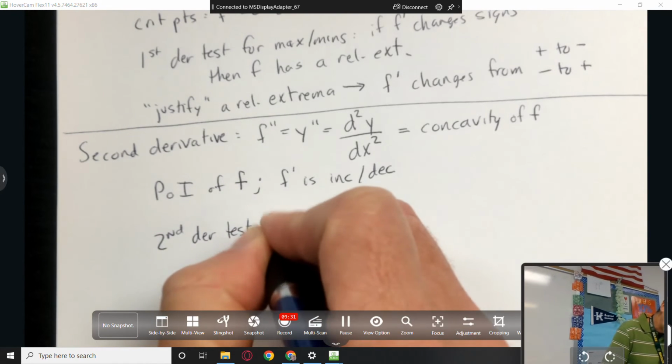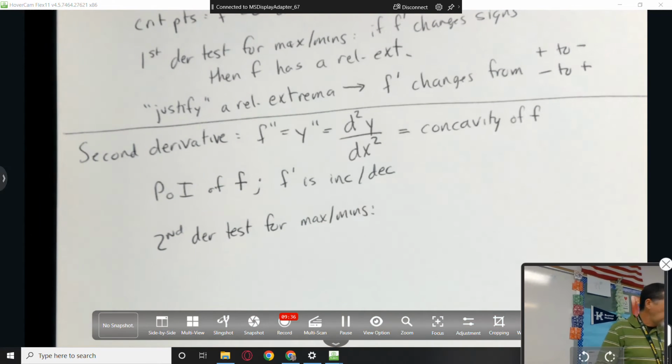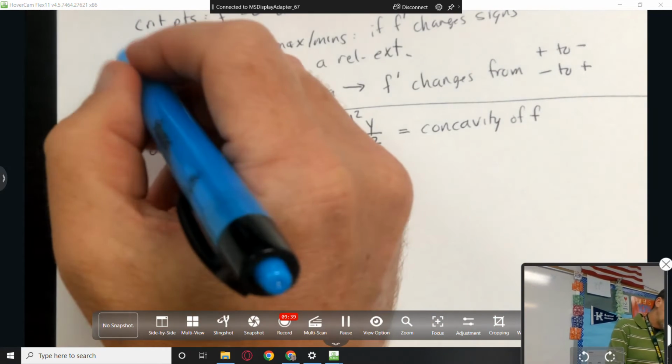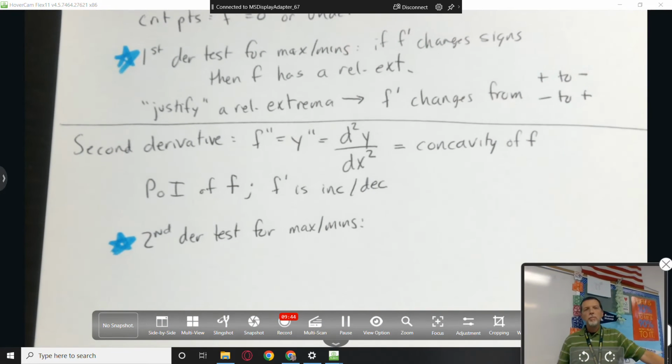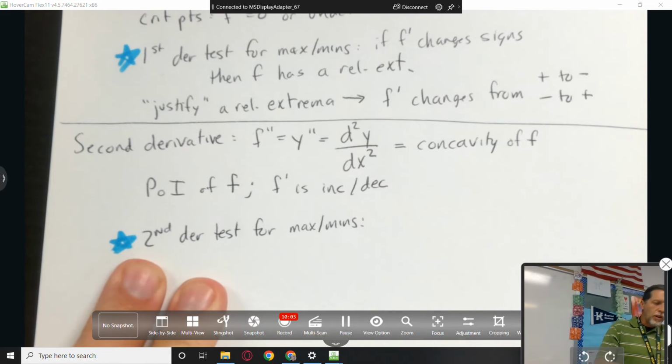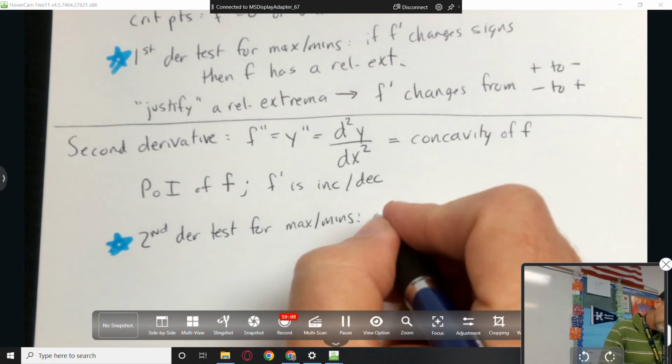Right, then there's a second derivative test for max and mins. This is a little bit confusing, I think, to students. Well, the first derivative test for max and mins, I think most people are fine with, because that's the one we usually use. That seems to make sense. Increasing to decreasing, you got a max. Decreasing to increasing, you got a min. The second derivative test is a little bit weirder because we don't usually associate second derivative with max and min. We associate it with concavity.